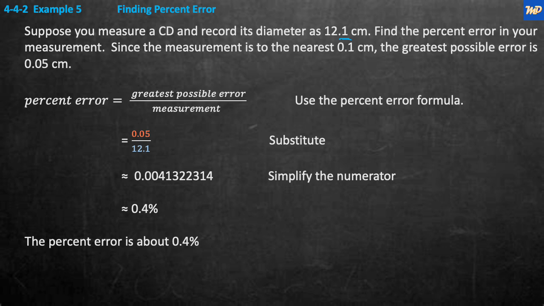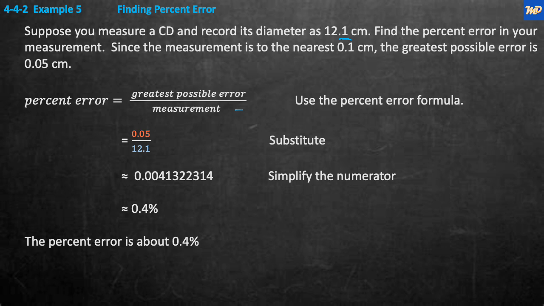The greatest possible error is 0.05, 1/2 of 0.1 centimeters. So you have to change the 1 to a 0 and put a 5 after it, right? So it's a half of a tenth of a centimeter. Okay, so now you know that the percent error is the greatest possible error divided by the measurement, and we're going to use this percent error formula.